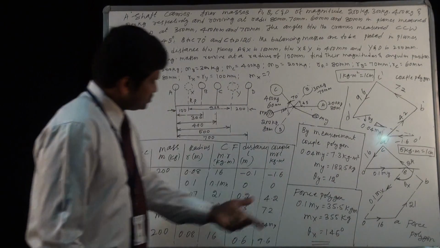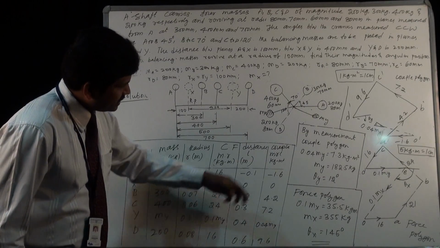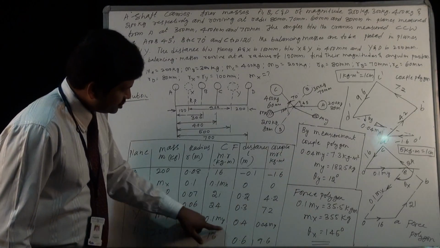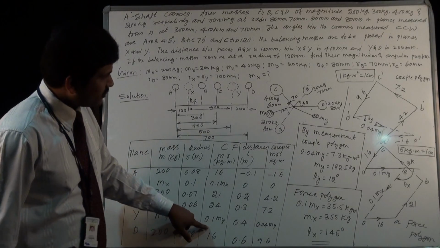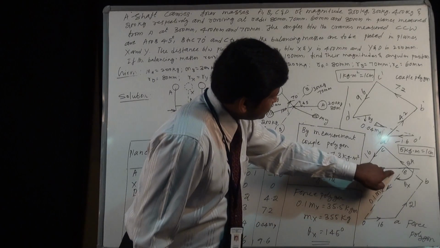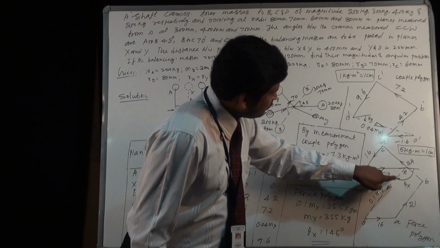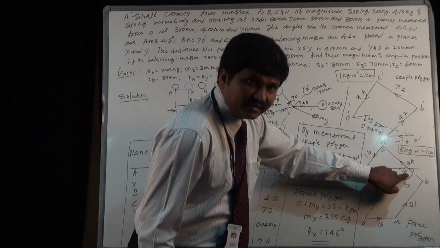Next value which is known again is 0.1 times my. Because my we have already calculated, the magnitude of 0.1 times my. Now my is shown in this direction. So now draw this vector in the direction of my. Now we are at the point E.